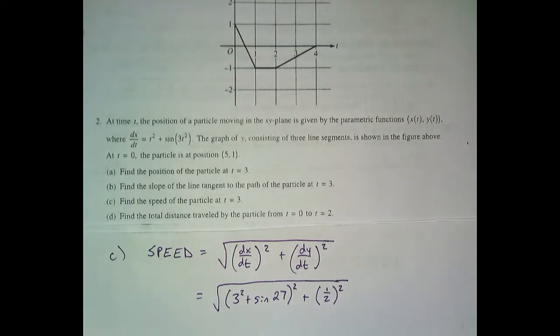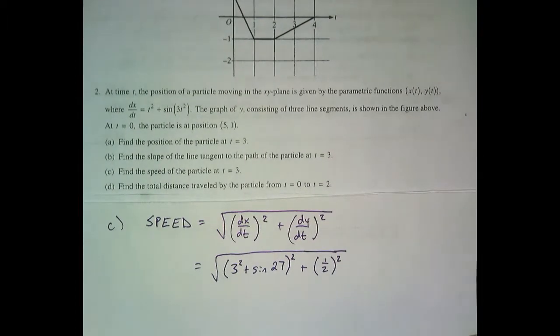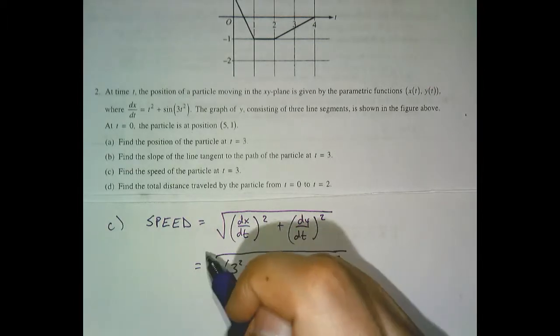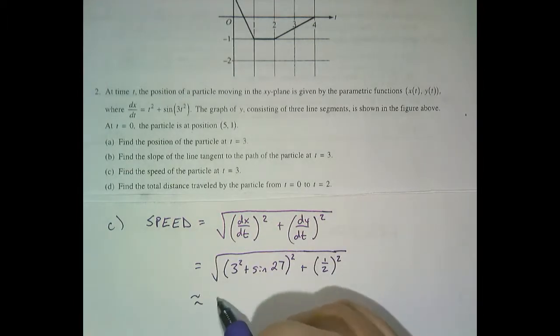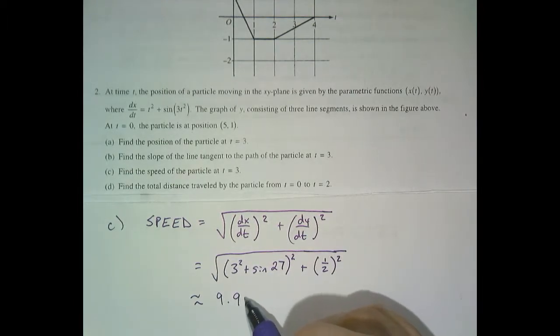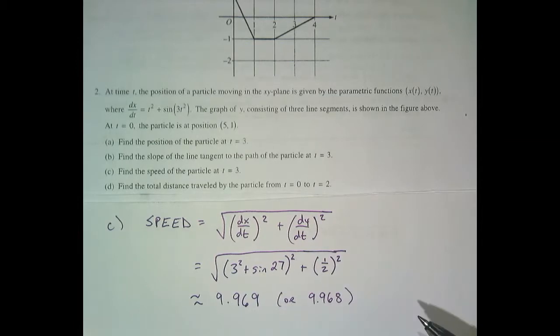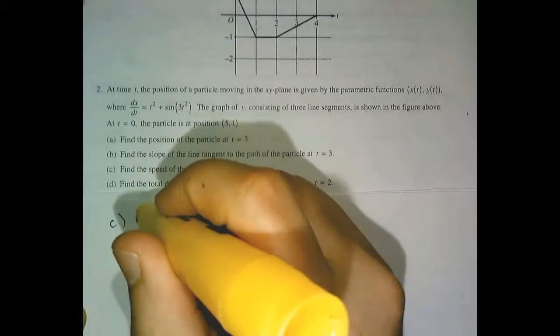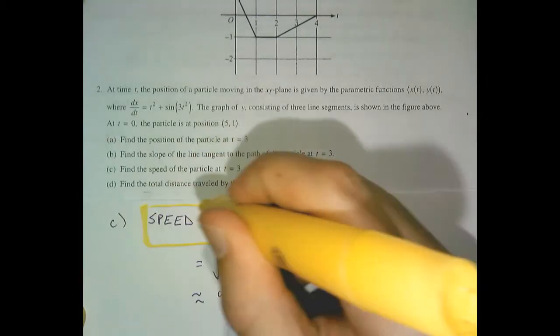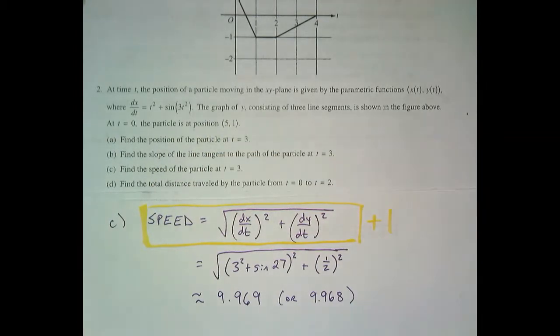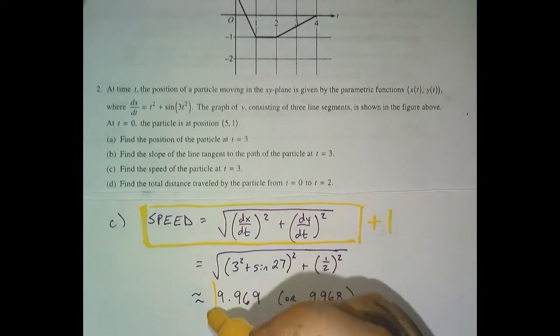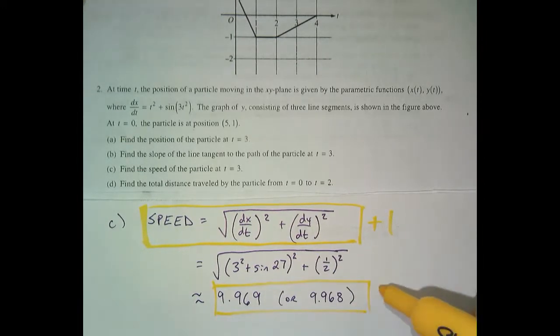Grabbing a calculator and simplifying it, since it is calculator active, though this is good enough for the answer, we get a value of approximately 9.969, or if you truncate rather than round, 9.968. This is worth 2 points. 1 point comes from an expression for speed. And the second point comes from correctly evaluating at time 3.